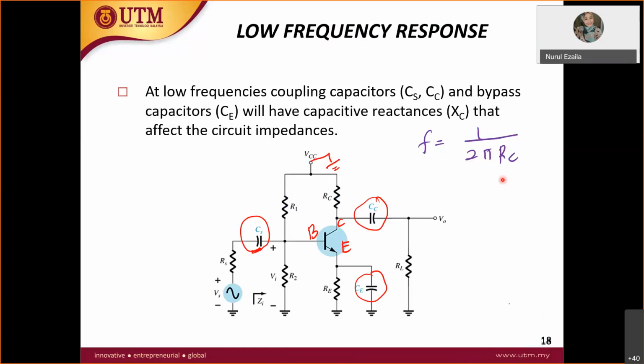We know that the frequency is equal to 1 over 2 pi RC, where R is the total resistance that you see at that particular capacitor, and C is the capacitance of that particular capacitor. For example, you have this circuit and you have 3 coupling capacitors. We include all these coupling capacitors in our AC analysis circuit. What happens to the DC supply? The DC supply will be grounded.